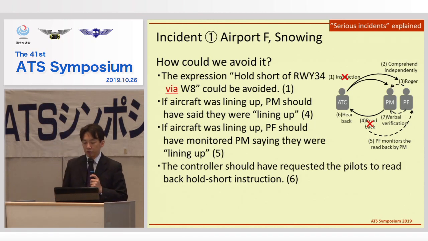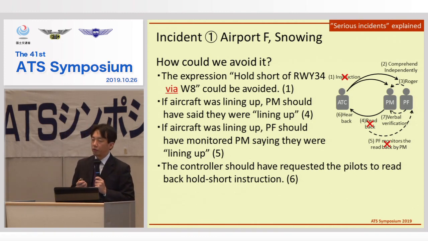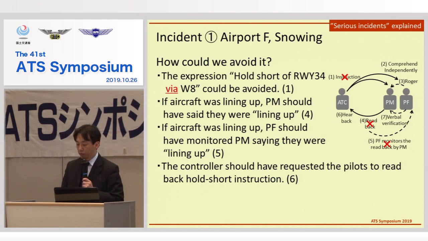The responsibility does not solely lie with pilot monitoring. Pilot flying should have monitored the readback by pilot monitoring to check that it is the same as what he was going to do, which is step 5. Pilot monitoring only said runway 34 via Whiskey 8, which is not clear enough, and the pilot flying should have ordered pilot monitoring to confirm the instruction with the controller.